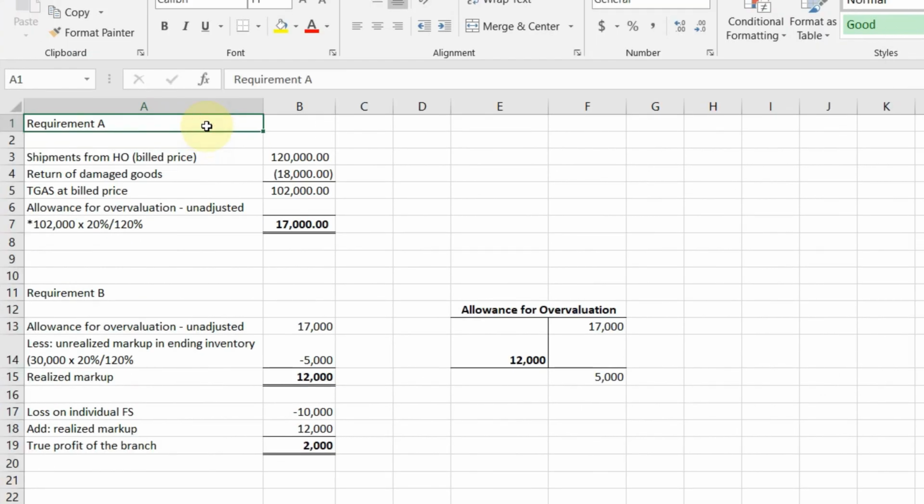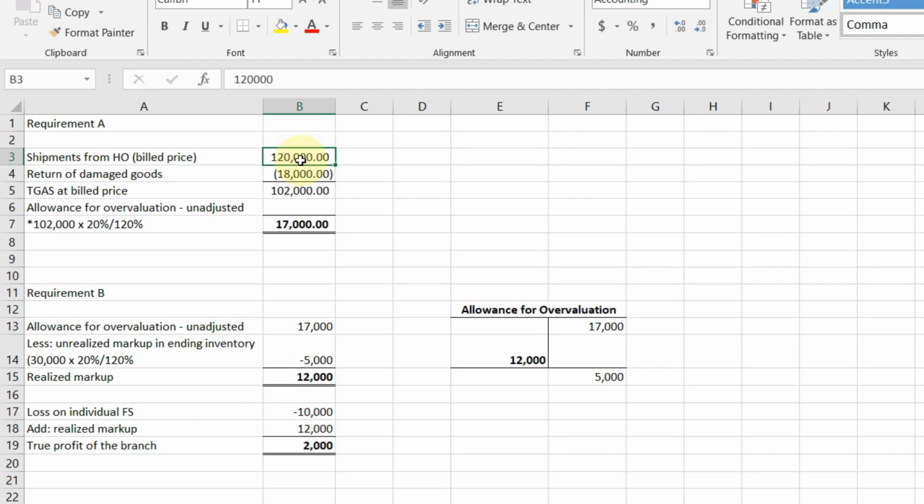You have requirement A, the balance of overvaluation. Okay, so let's start. Paano kunin ang balance for overvaluation? So you have, first you need to get the tigas at billed price. Okay, bakit ma'am? Kasi dyan mo makukuha yung allowance unadjusted for overvaluation. Okay, so ang gagawin mo is, yung shipments from HO, alam mo at billed price yan. So, nasa loob niyan yung markup.